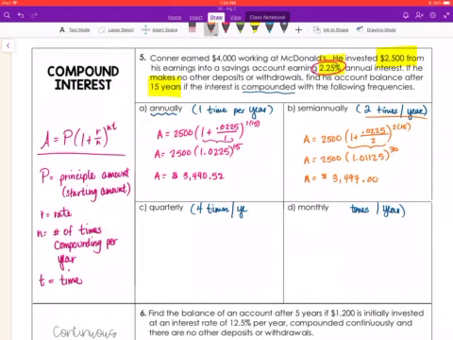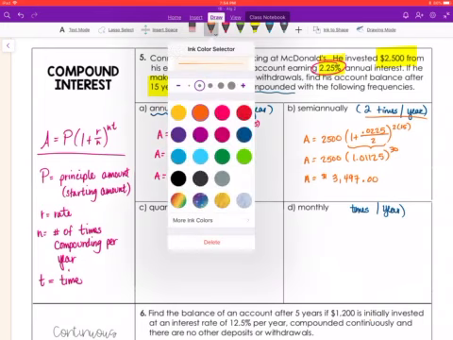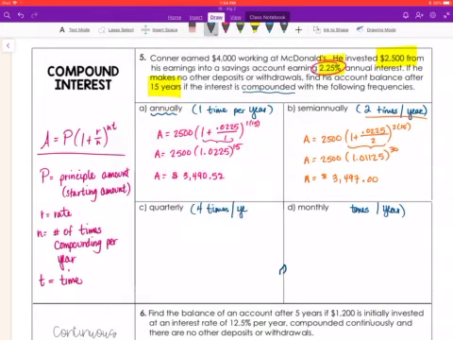Okay, so you can already see the differences. Once a year, $3,490, and then twice a year, $3,497. So you earn more money the more it's compounded. Okay, let's do the next one. We're going to compound it quarterly.